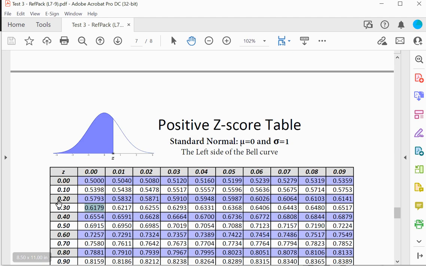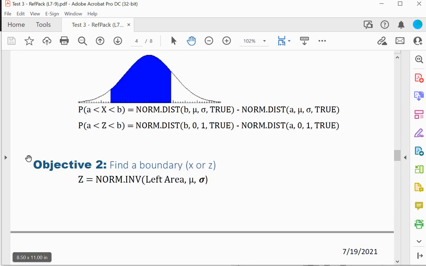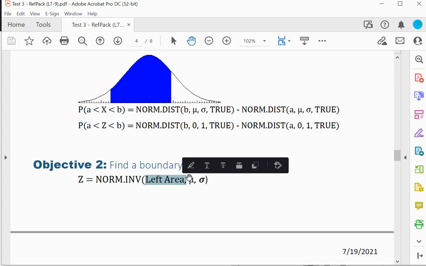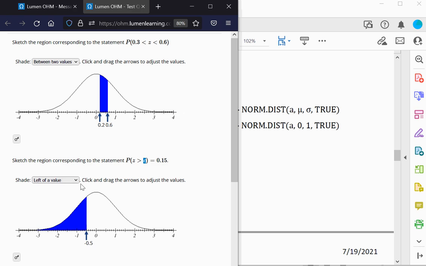So here in our reference packet, we have objective 2, finding a boundary, either an x or a z. Looking for a z-score or an x value, we can use norm.inverse, put in the left area, the mean, and the standard deviation. Okay, so for this problem, we know the mean is 0 and the standard deviation is 1 because it's a z-score. The left area depends on the situation here.